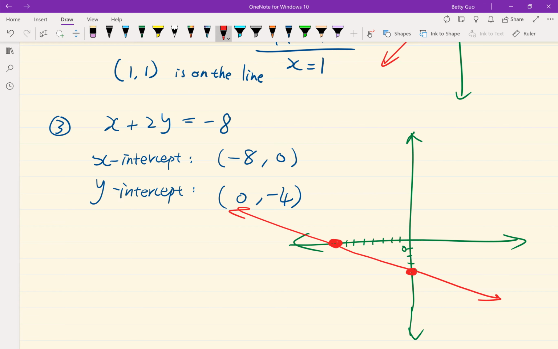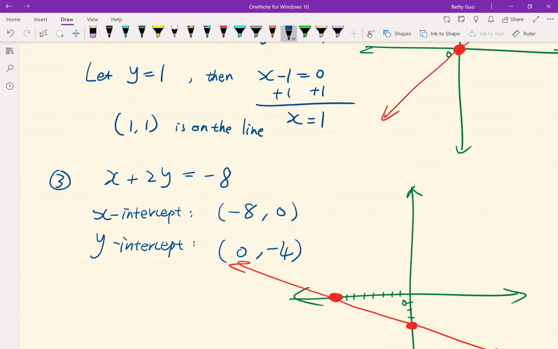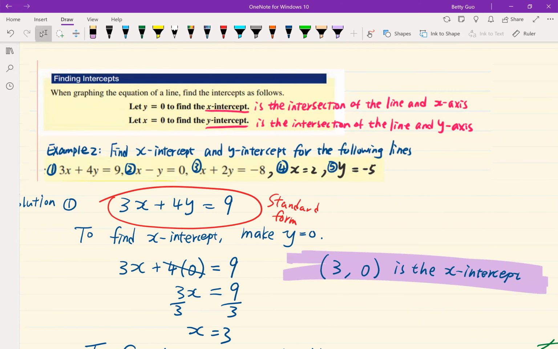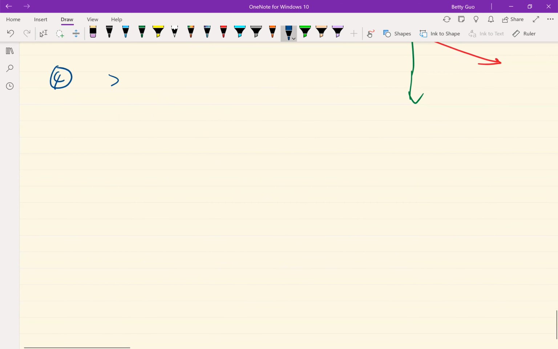And make sure you have the same answer. Do you guys have the same answer? X-intercept, y-intercept. All right. Number 4. The equation is x equals 2.